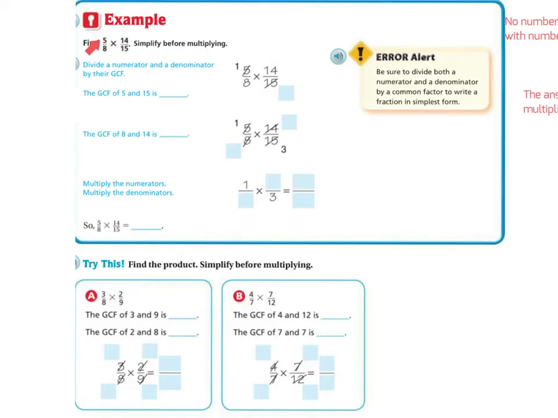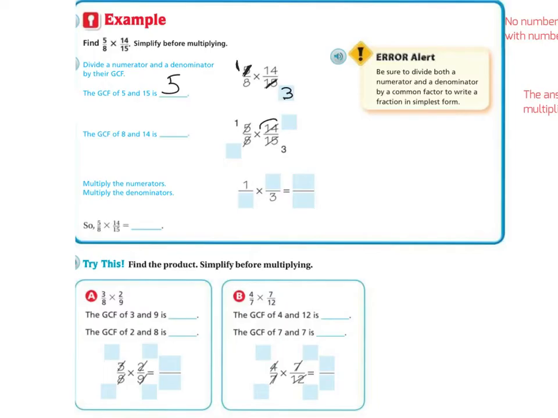So I could multiply 5 times 14, and I could multiply 8 times 15, and then I could reduce. Or prior to that, I could see what the greatest common factor of 5 and 15 is. So there's my 5, and there's my 15. And the greatest common factor is going to be 5, right? Those factors from the first chapter are coming in handy. So if I did that, 5 goes into 5 one time, so I'm going to cross cancel. And then 5 goes into 15 3 times.